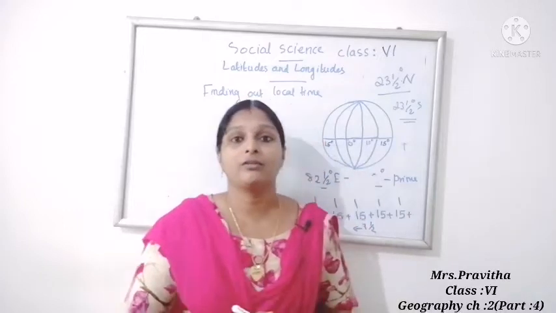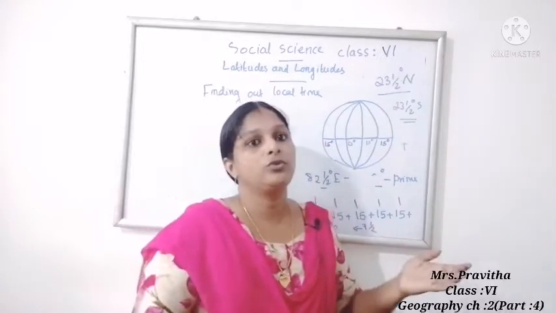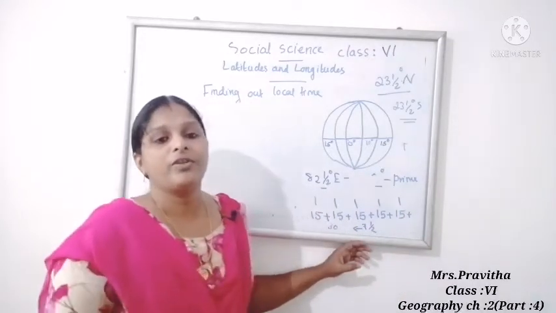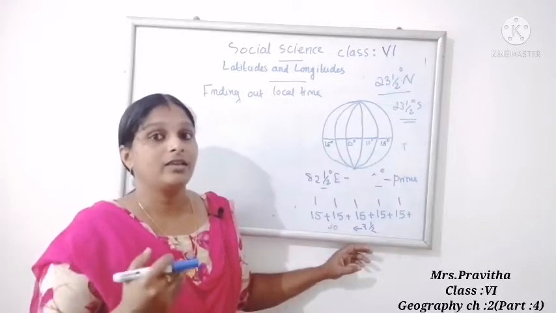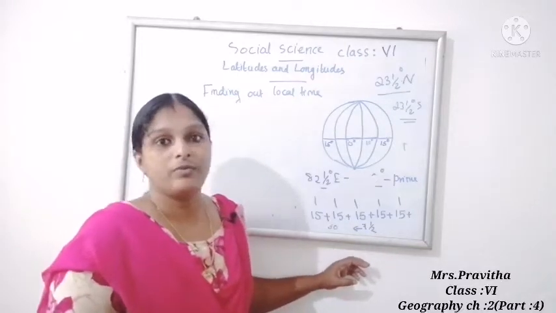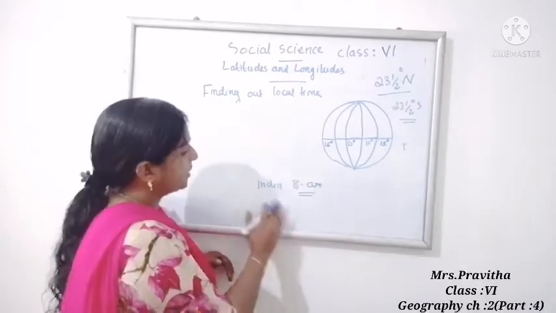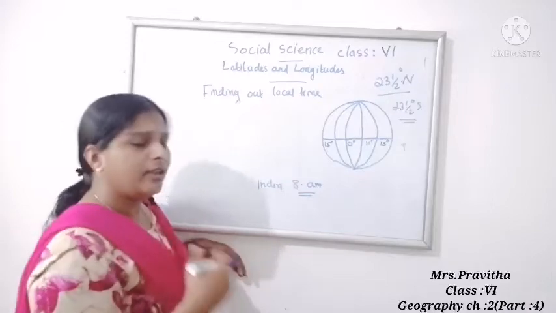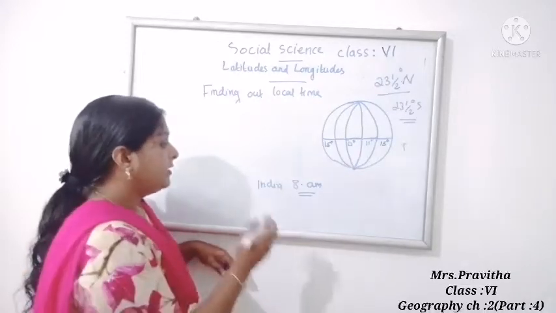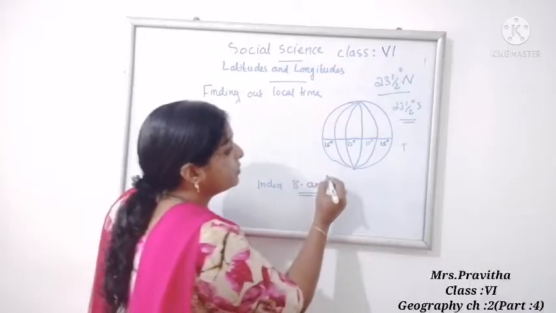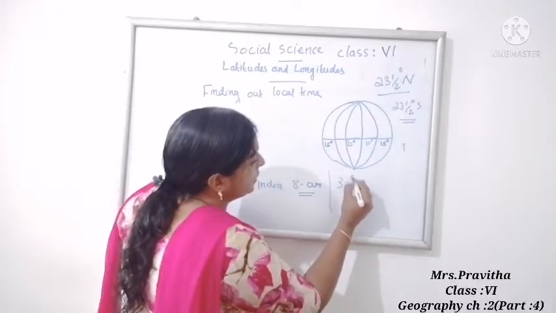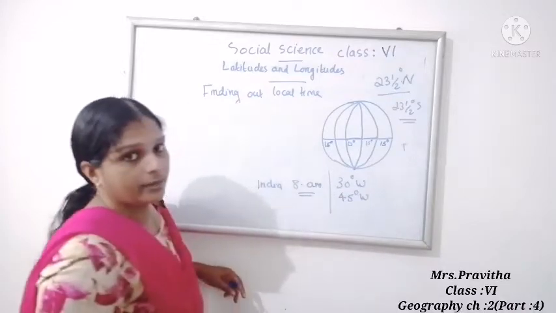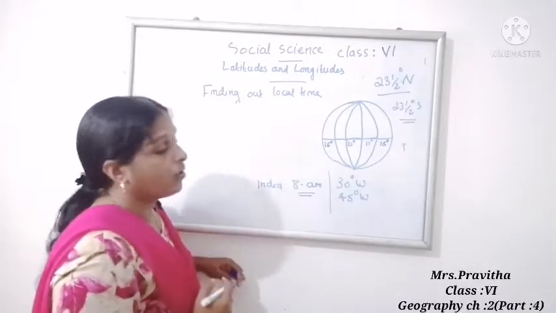Now we are going to calculate time. First, ma'am told you the time difference between Indian time and London time. Now ma'am will give some different longitudes, and we will calculate the time. Children, now in India the time is 8 AM. So what will be the time of any country, imagine a country, at 30 west longitude, 45 west longitude? Just we are going to calculate.